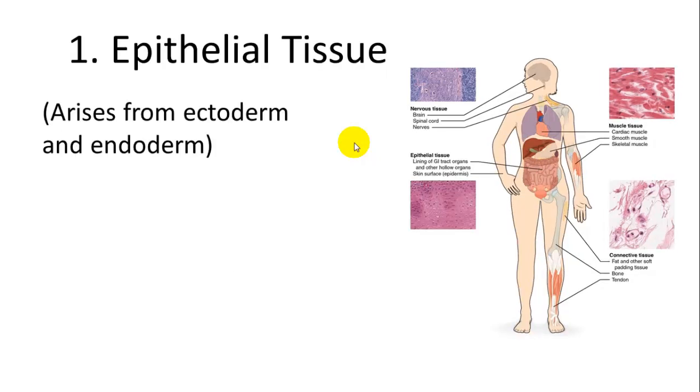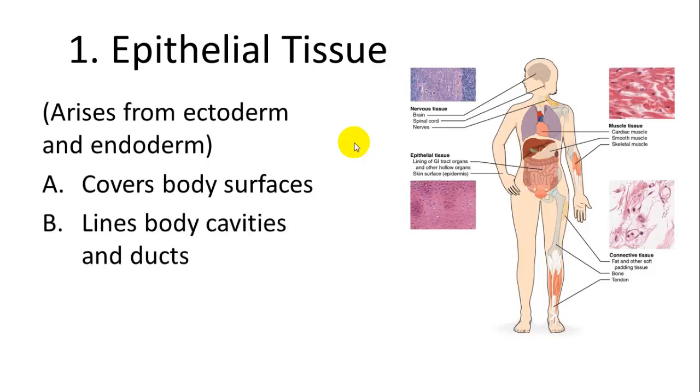Again, this is the lining tissue, either the outside or the inside of your body has an epithelial. It arises from both ectoderm and endoderm, depending on where it is. It covers body surfaces. It lines body cavities and ducts, and it also helps form glands, which then secrete fluid generally into an area, whether it be on the skin or in the intestines or so forth.